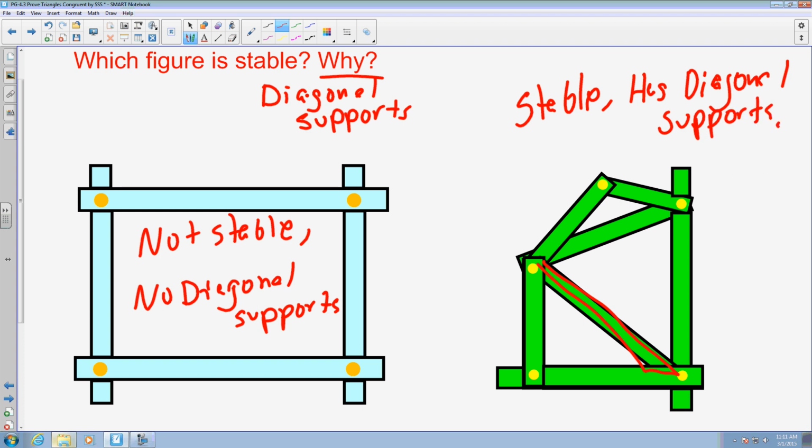And that's it for that one. And that is also the completion of being able to prove triangles congruent by side, side, side. Hope this helps. Until next time.